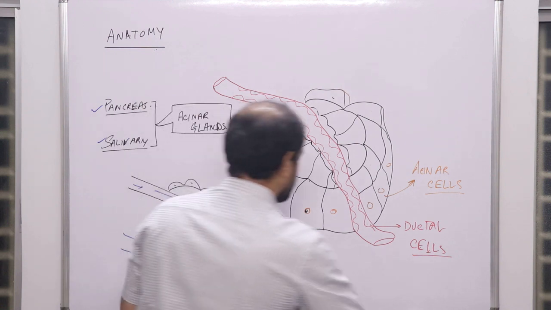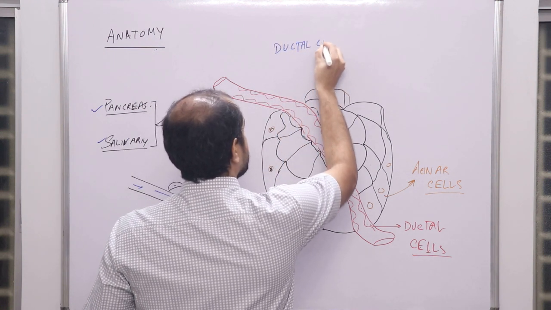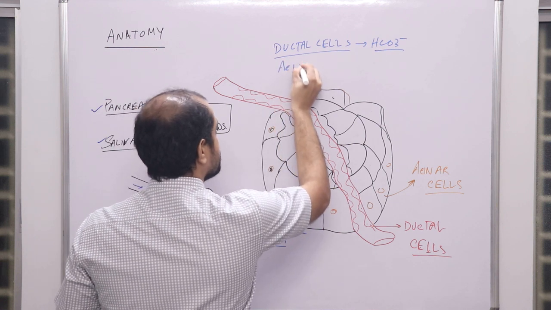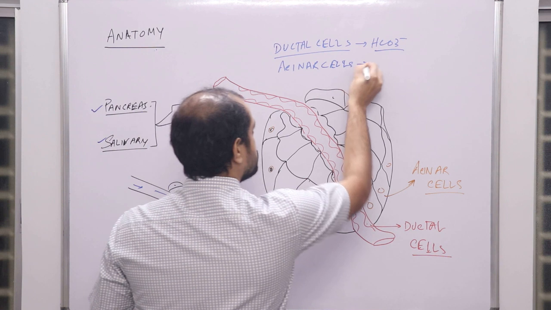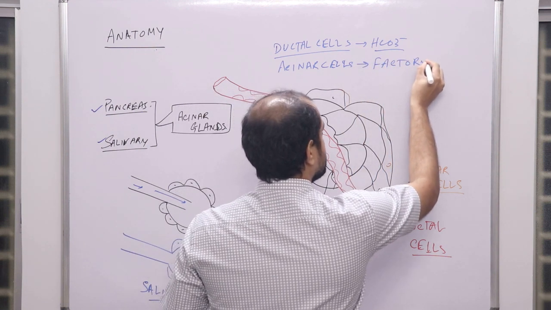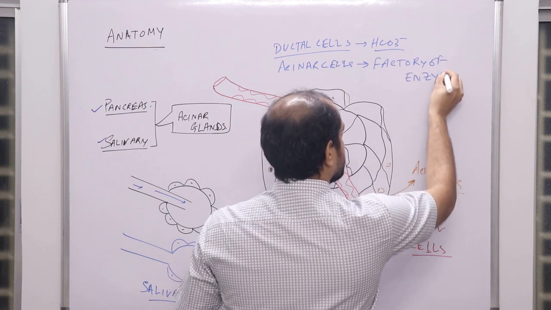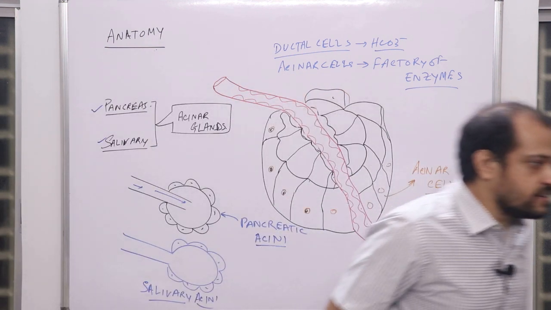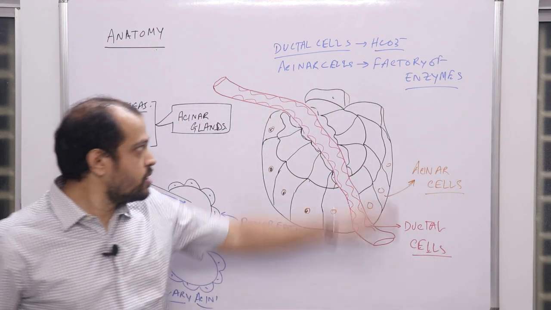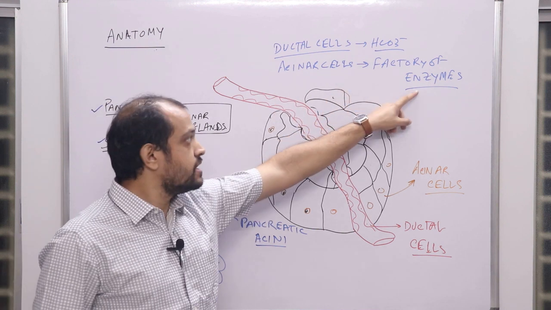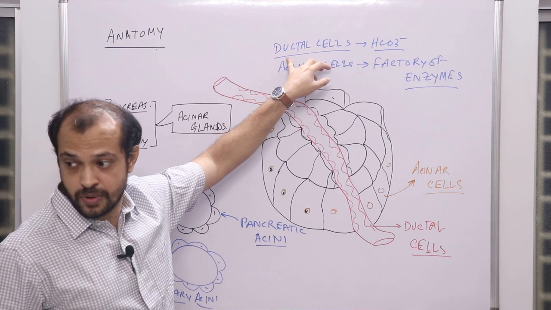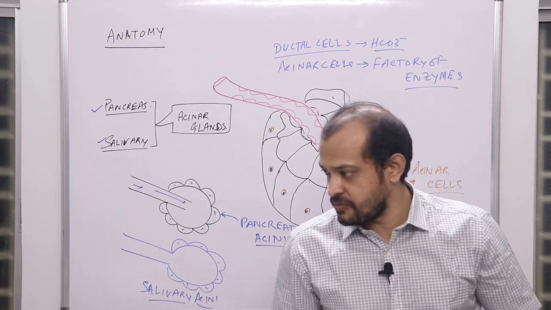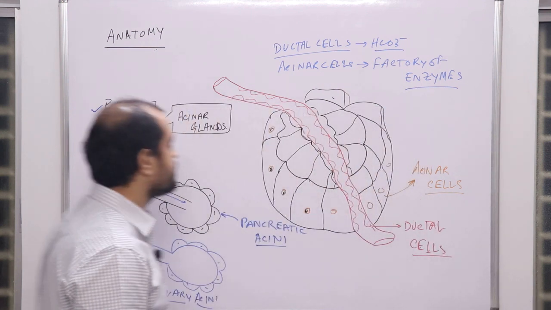Okay. Now listen with all your attention. Ductal cells secrete HCO3 minus. And acinar cells are actually the factory of enzymes. Clear? That means all the enzymes which are secreted by pancreas are actually secreted by acinar cells when proper stimulus comes. When proper stimulus comes, acinar cells secrete what? Enzymes. And ductal cells, when they get proper stimulation and signal, secrete HCO3 minus, which is very essential for neutralizing the acidic food content, that is chyme, which is coming from what? Stomach. Clear? Am I clear to everyone?